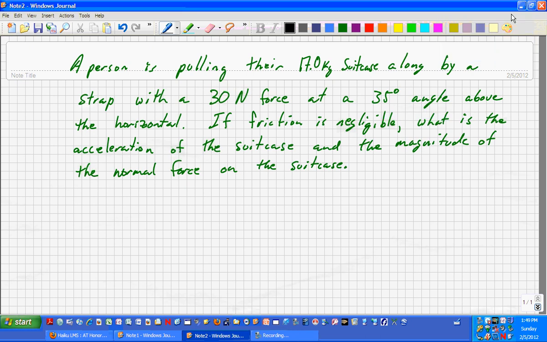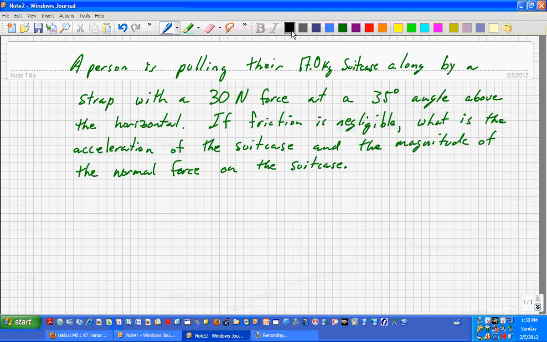Okay, here's an application of Newton's second law with an angled force, so it's in 2 dimensions. We've got a person pulling their 17-kilogram suitcase along by a strap with a force of 30 newtons at an angle of 35 degrees above the horizontal. We're going to neglect friction. That's what if friction is negligible means. What is the acceleration of the suitcase and the magnitude of the normal force on the suitcase?